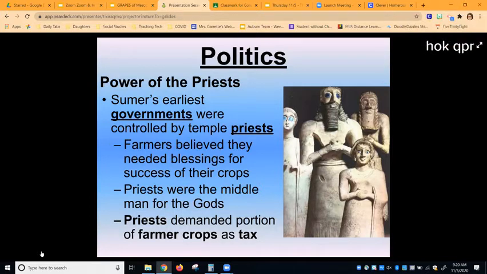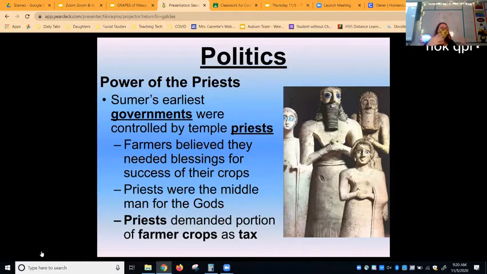Now for this service, conveniently, the priests required people to pay them. The farmers had to give them part of their crops as a tax for talking to the gods and asking for the blessings and making the sacrifices for them, which gave them things to give to the gods, but also gave the priests things to take home and eat since they weren't spending their time farming.